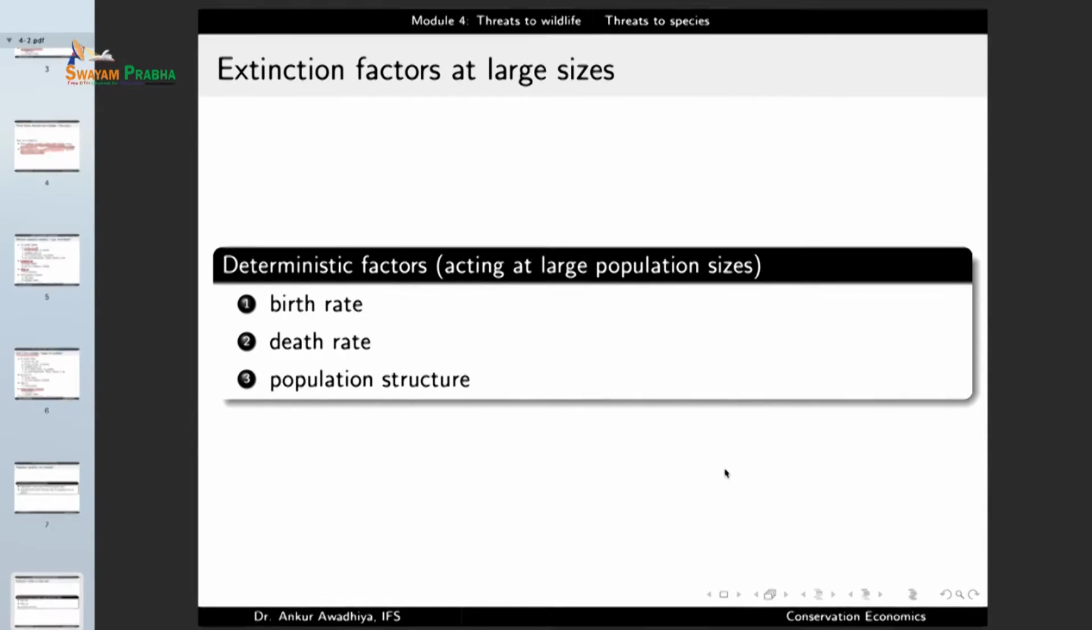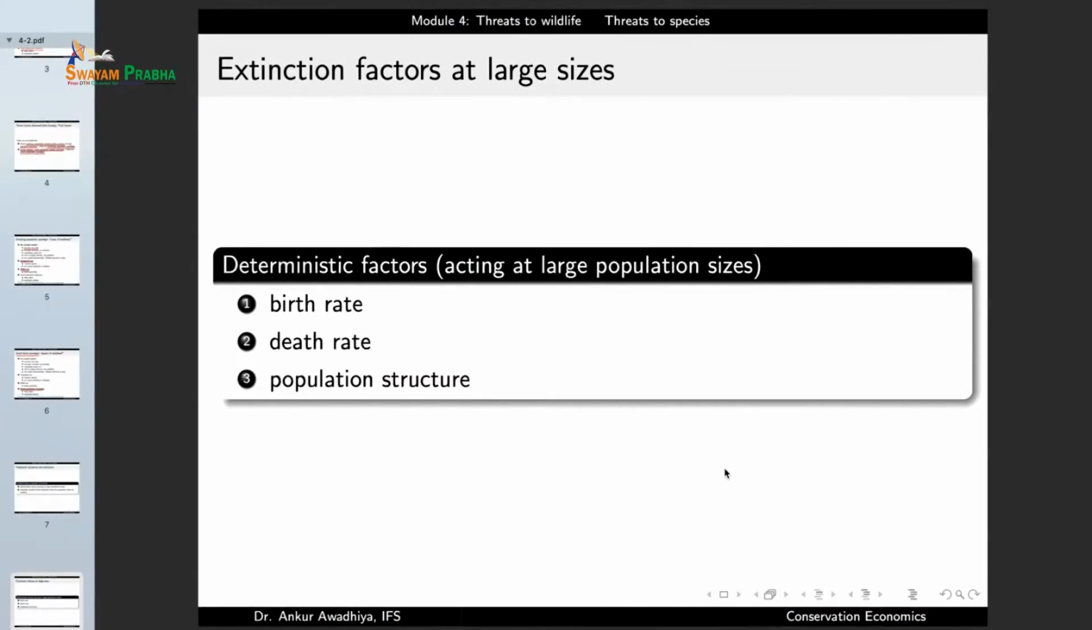The deterministic factors are the factors that act at large population sizes. So, these include things like birth rate, death rate, population structure, and so on. Basically, if you have a large size population, and the birth rate has gone down, or say the death rate has gone up. Now, why could such a thing happen? Probably there is some pathogen that is affecting the breeding females, because of which a spontaneous abortion occurs. So that would reduce the birth rate in this population. Or probably there is an infection that is killing off the individuals, because of which the death rate has increased.